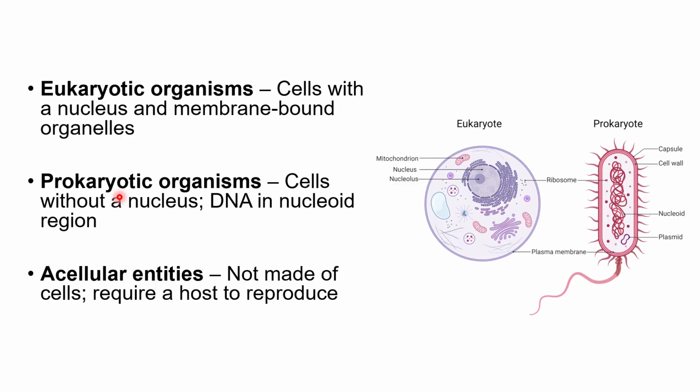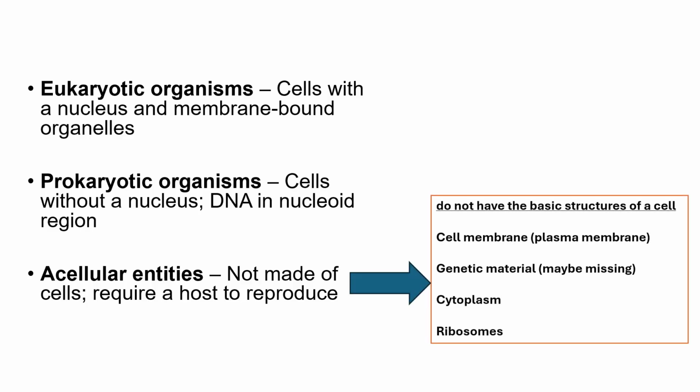The acellular entities are not true cells, and they require a host to replicate them. These acellular entities lack the basic structures of living cells. They don't have a cell membrane, they don't have a cytoplasm, nor do they have ribosomes. Some may have either DNA or RNA, or no genetic makeup at all. They're unable to carry out independent metabolism, and they lack the ability to reproduce themselves. They need to rely on the host cell to help replicate them.